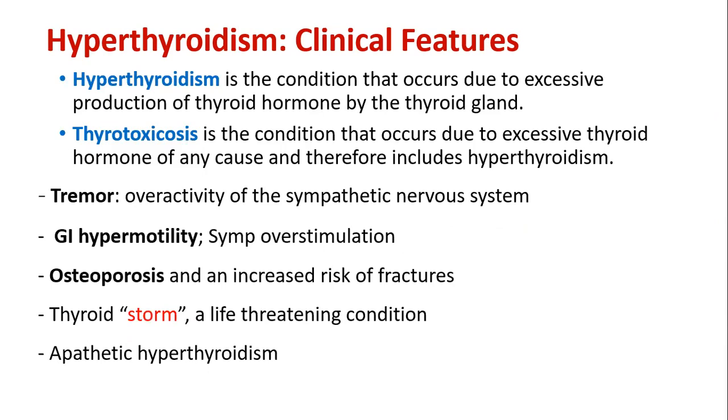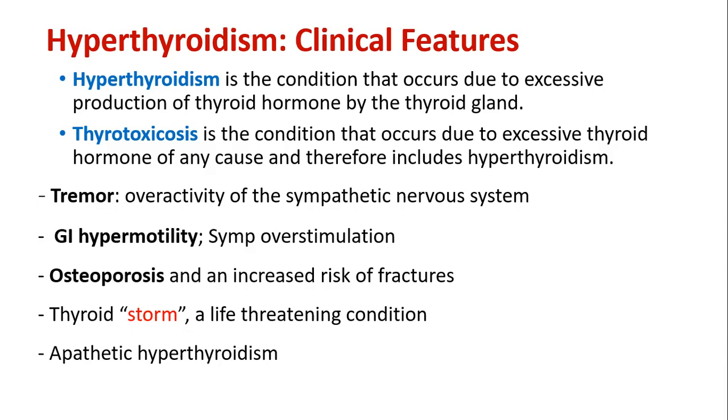Next important clinical presentation is tremor. Tremor is fine and involuntary movements of the limbs. Overactivity of the sympathetic nervous system is the cause. GI hypermotility: the patient presents with diarrhea.